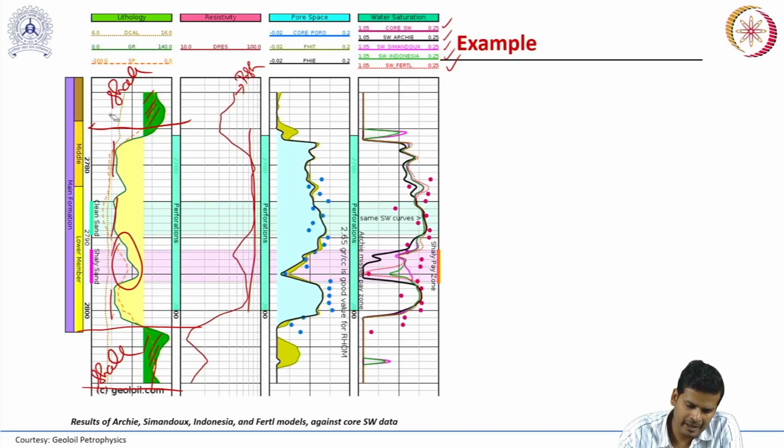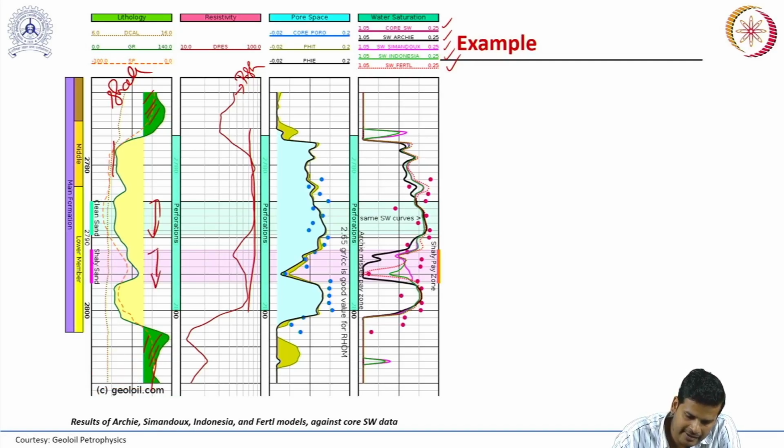So if you look at the gamma ray log, you can define this green shading zone as clean zone and this pink shading zone as a shaly zone. So this is a clean sand and this is a shaly sand.